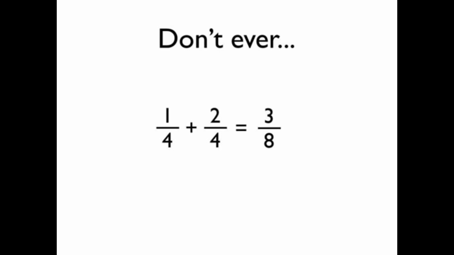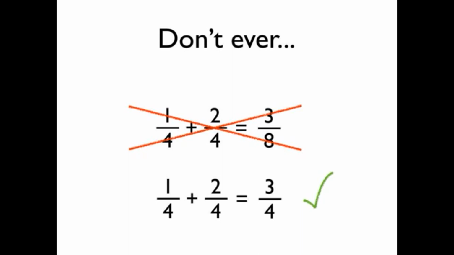Some people, when they're adding fractions, think that you just add the numerators, so in this case 1 add 2 is 3, and then you add the denominators. 4 add 4 is 8. A quarter add 2 quarters is not 3/8.